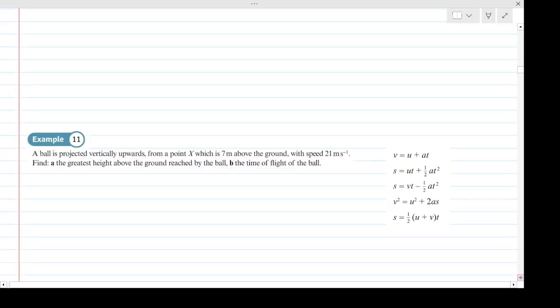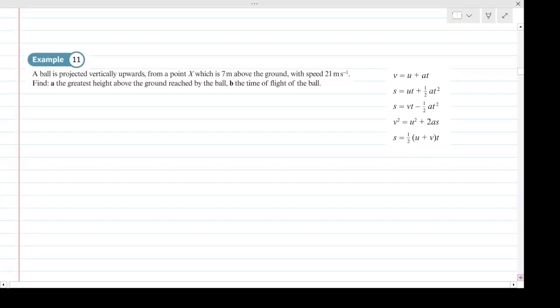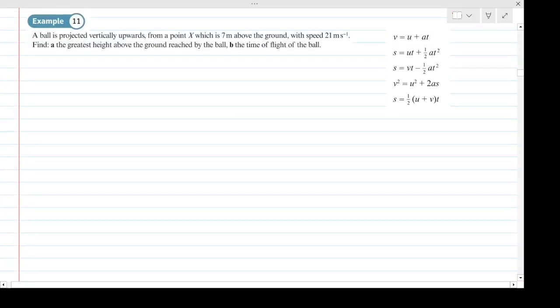Let's have a look at this question then. We're told a ball is projected upwards. So now it's the opposite, where instead of falling down, it's been booted upward like a football. It's been kicked or moved upwards. So let's have a read. The ball's projected upwards from a point X, that is 7 meters above ground, with speed 21.